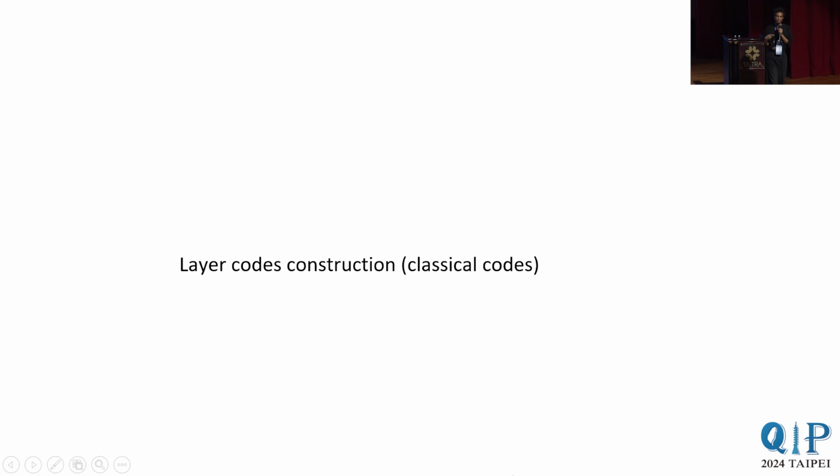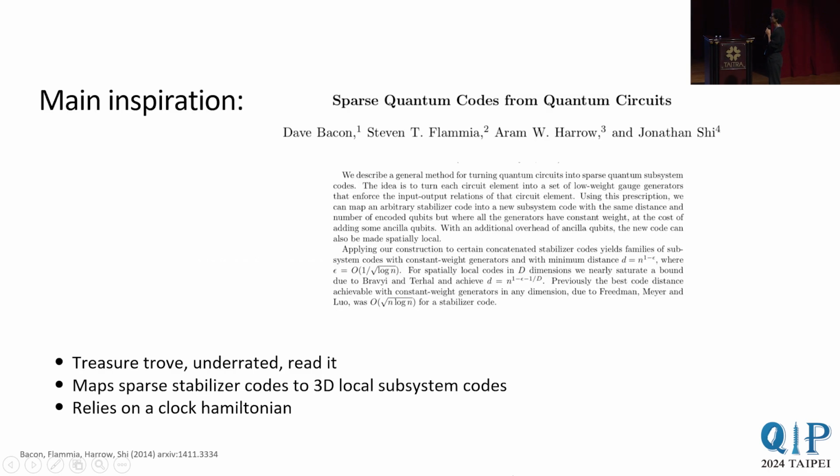Before telling you about how to do that with qubits, I'm going to focus on the classical case because it's a little bit easier. And to tell you how we got to that construction, I'm going to talk a little bit about this really amazing, fantastic paper, Sparse Quantum Codes from Quantum Circuits. It hasn't gathered that much attention, unfortunately, but it's a really amazing paper.